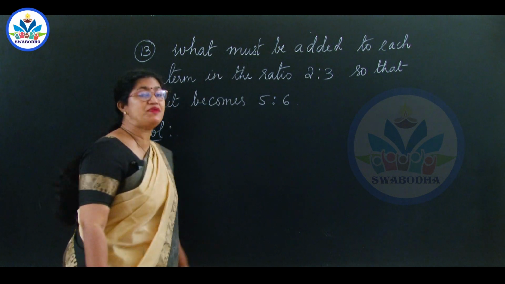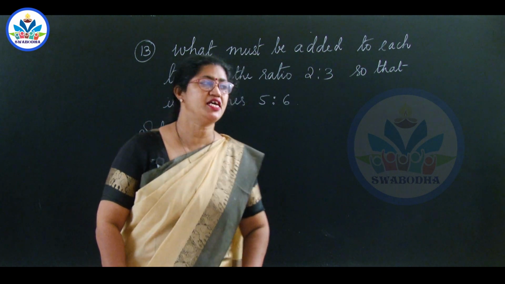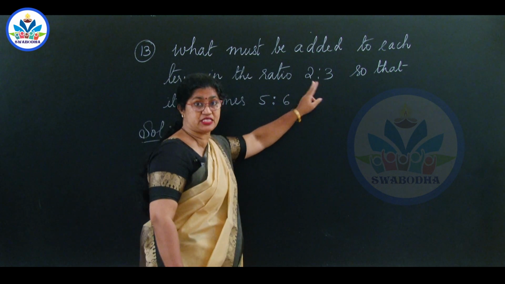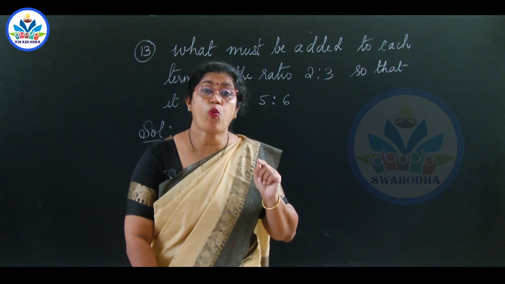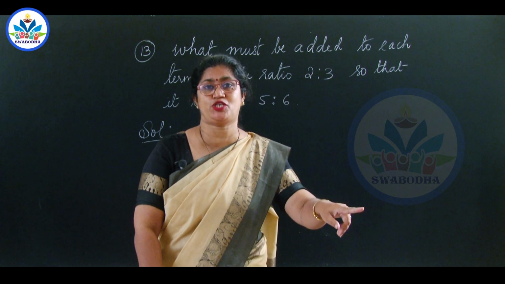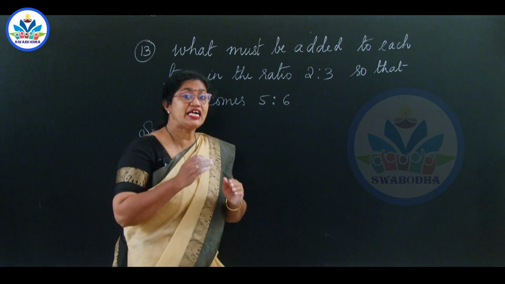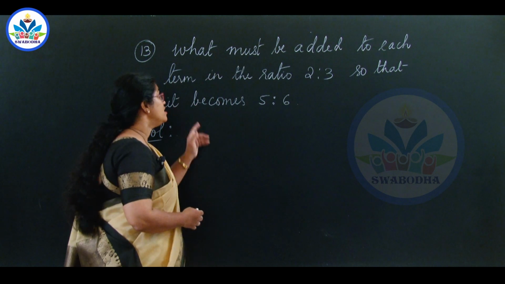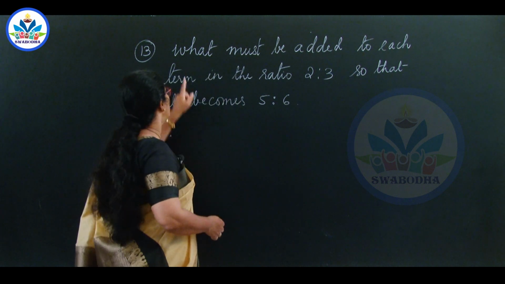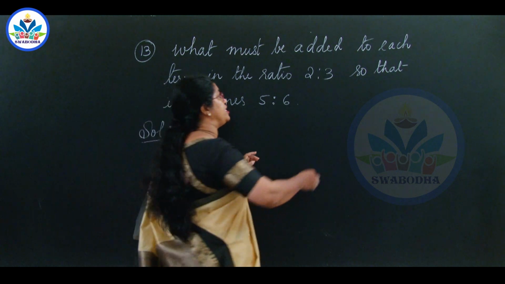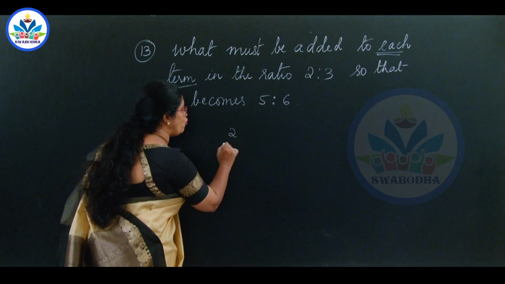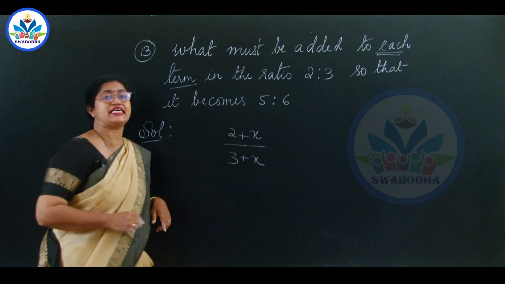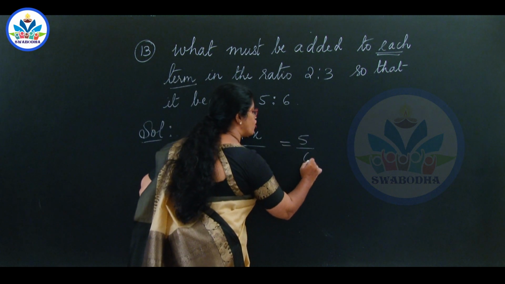Question 13. What must be added to each term in the ratio 2:3 so that it becomes 5:6? Understand the question. You are given the ratio 2:3 and the question is what must be added to each term in the ratio. So, the first term in the ratio is 2, I should add something to it, 2 plus something. I do not know what is that, so I will always take it as x. Then that same thing I should add it to the second term also. What must be added to each term in the ratio? That says I have the ratio 2/3, add x to this, add the same thing to this also. (2 plus x) by (3 plus x), so that the new ratio becomes 5 by 6.